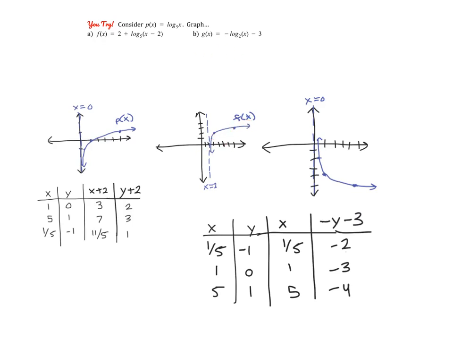And then for the second one, here we have a vertical reflection and a shift down 3. So you can see that here's how I changed my coordinates. I multiplied my y values by negative 1 and then subtracted 3. So I went from this to a vertical reflection, and then I shifted down. So you get something like this.